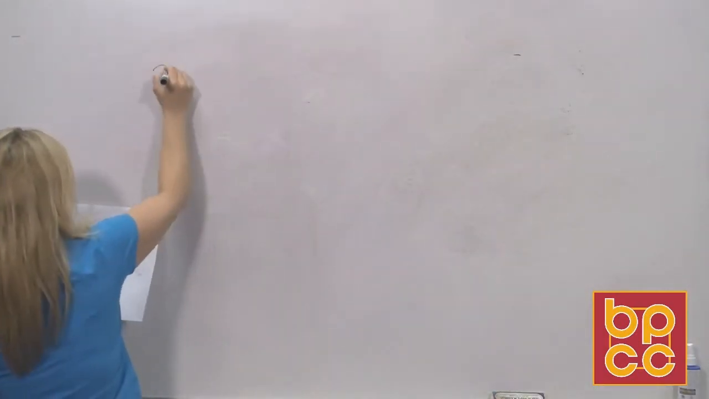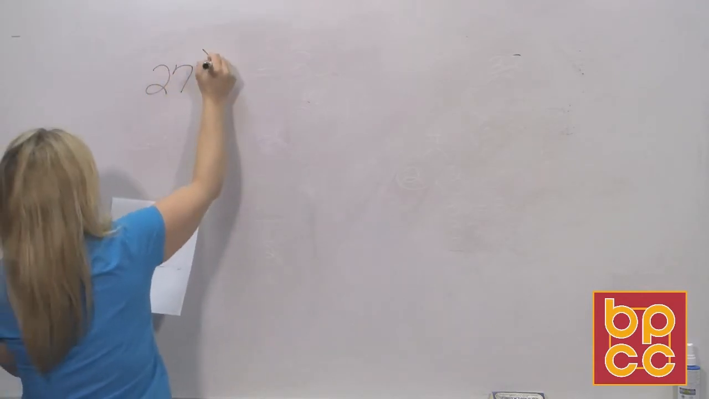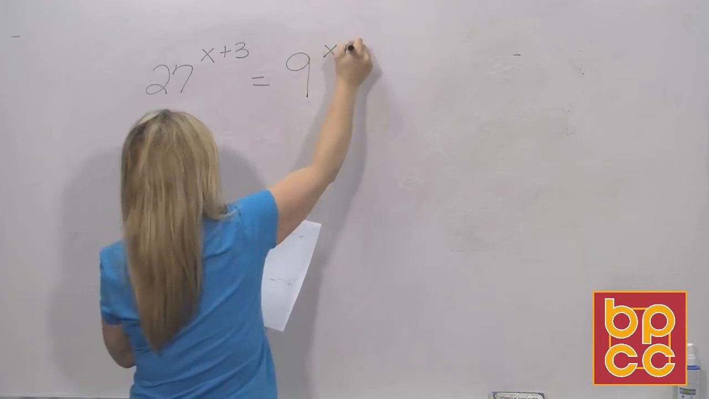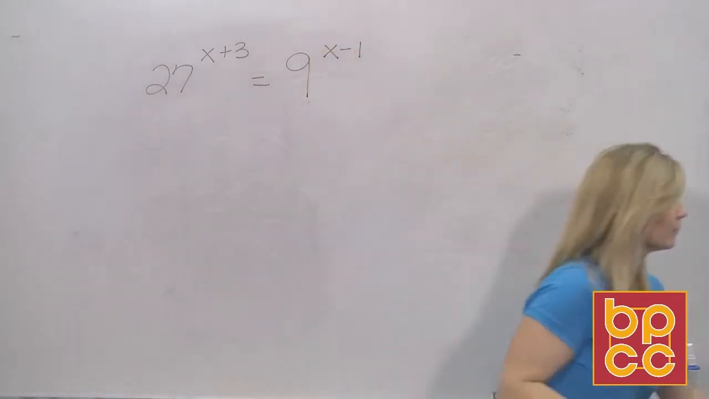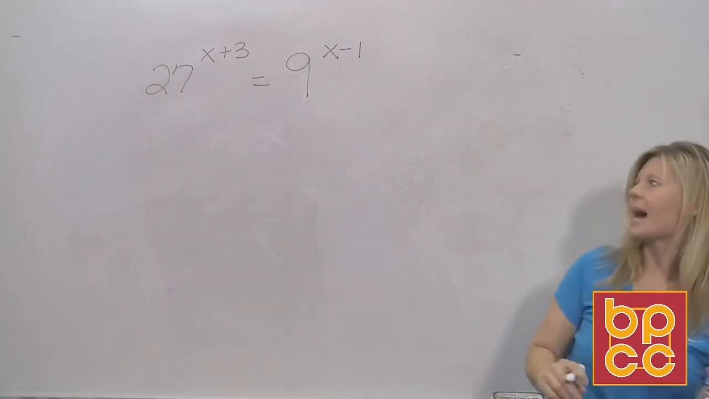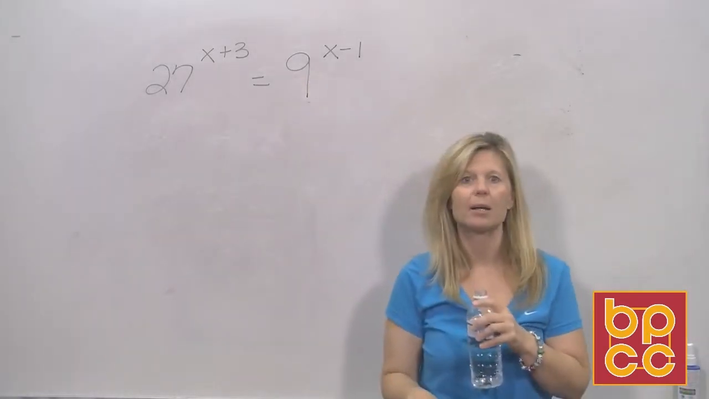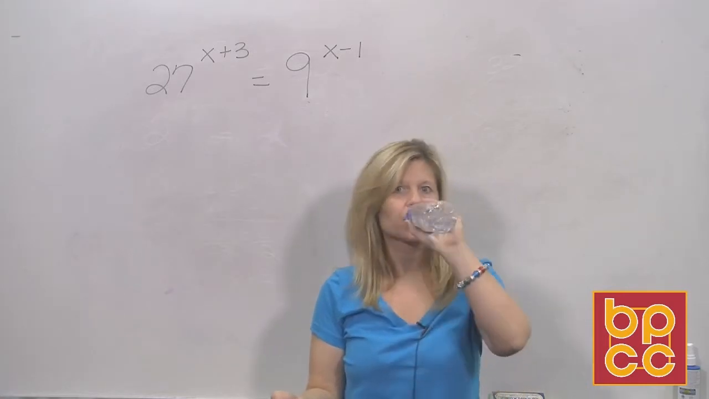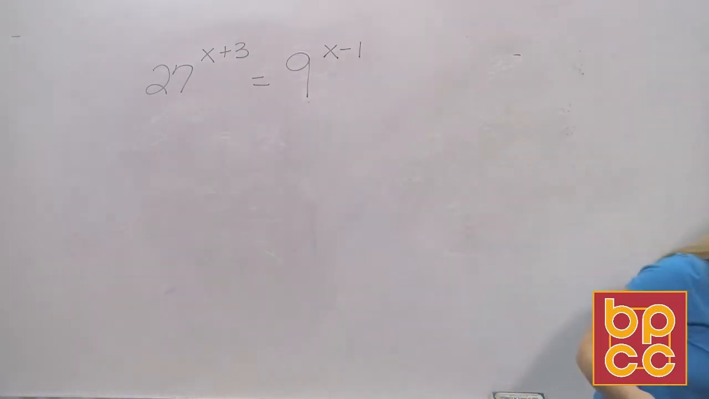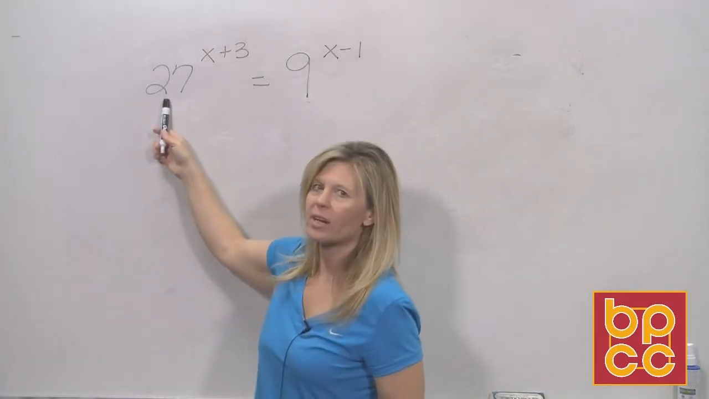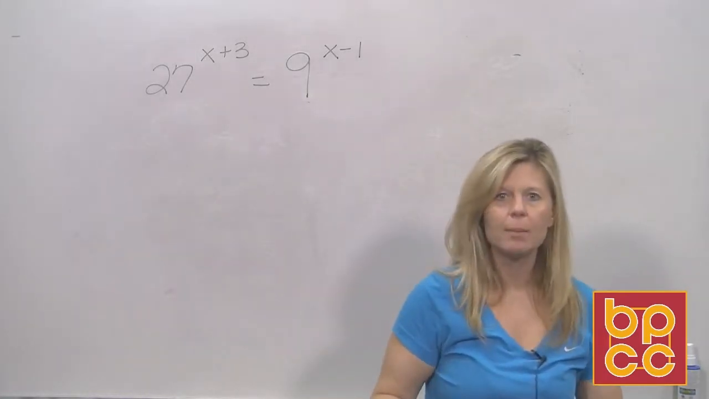The third exponential is 27 to the x plus 3 equals 9 to the x minus 1. All right, why is that an exponential equation? That's right, the variables are in the exponent spot. What do we want to do first? Very good. We want to get the bases to be the same. What's the base on the left? 27. Is 27 prime? No.